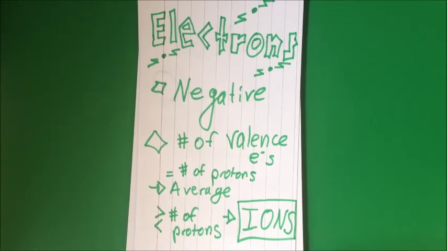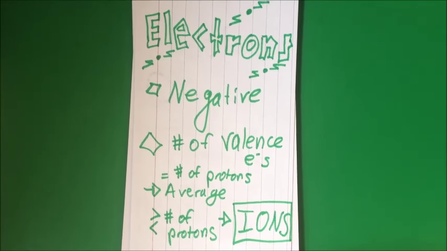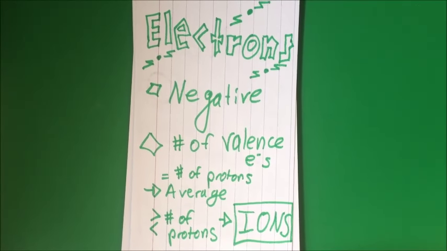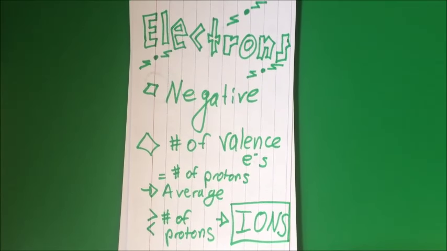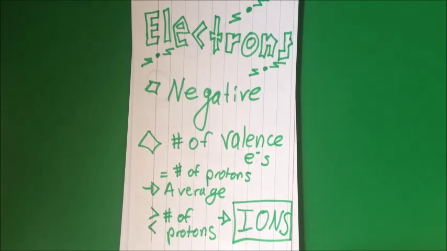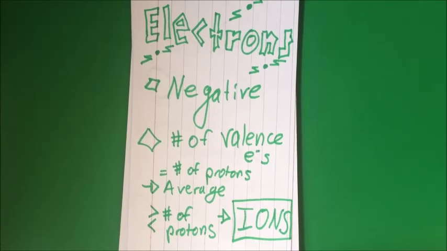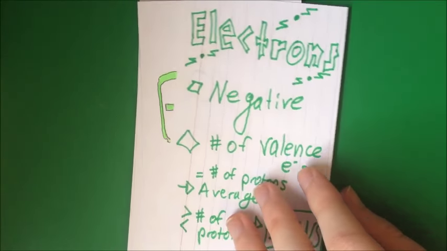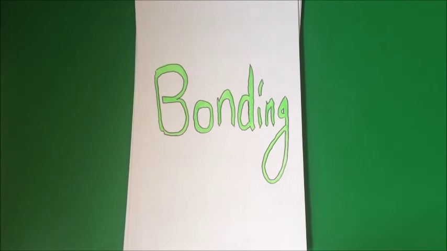Electrons have a negative charge. If the number of valence electrons is the same as the number of protons, then it is an evenly charged atom. However, if the number of valence electrons is greater or lower than the number of protons, then that atom is an ion. Next up is bonding.